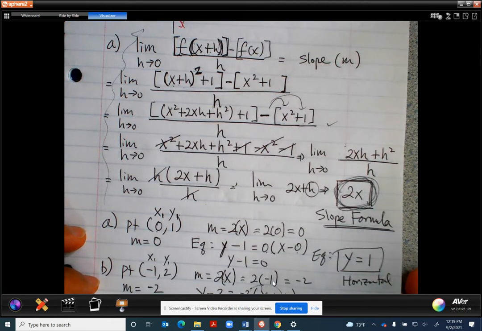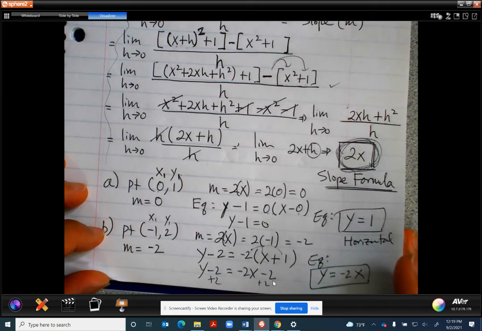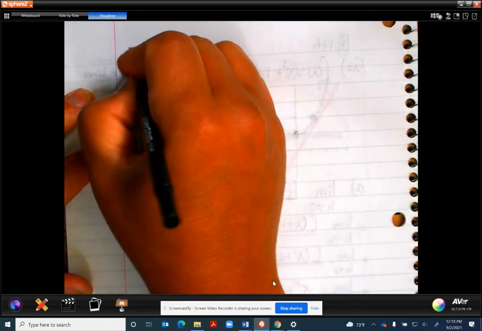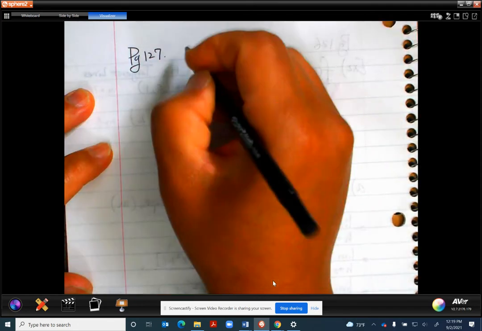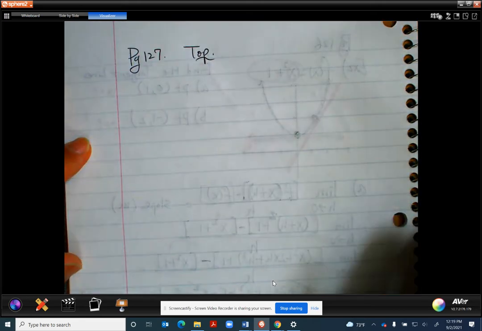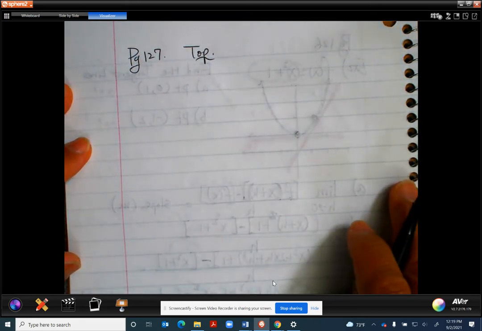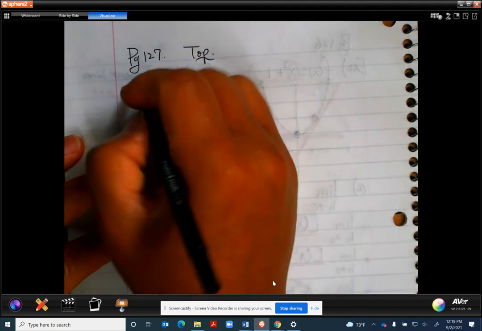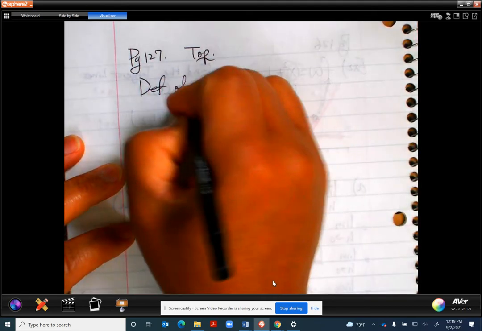I'm going to go on to the next example, but anybody need more time with this? All right, so let's turn it over to page 127. On the very top, you're going to find something. It says definition. Do you see it? What does it say on page 127 on the very top? What definition do you find? It says definition of derivative.